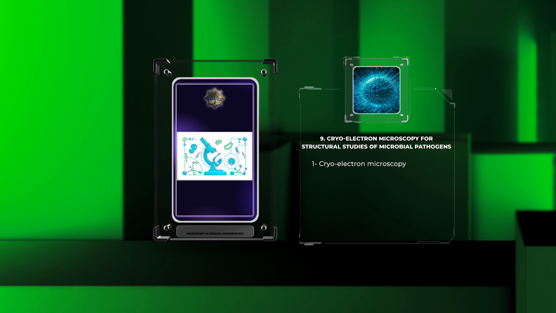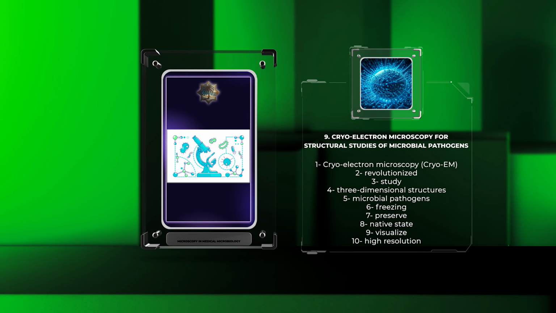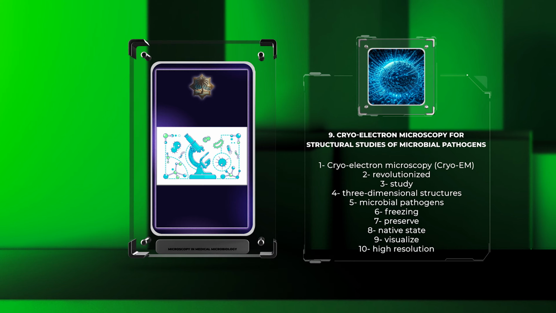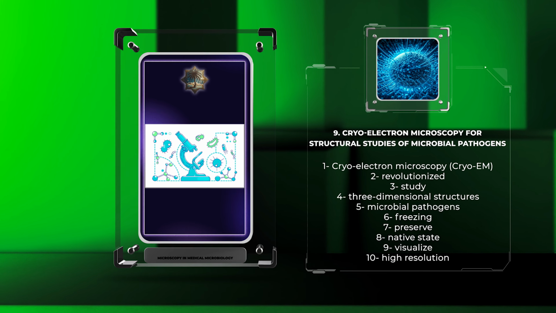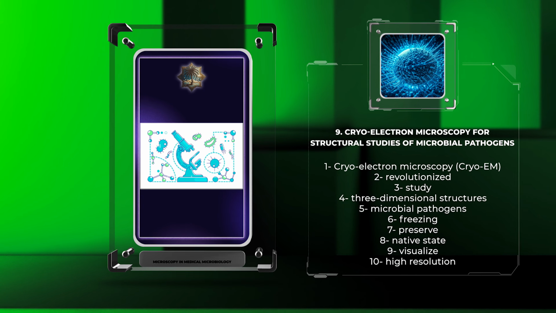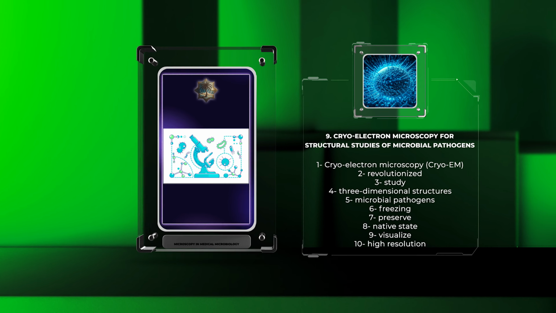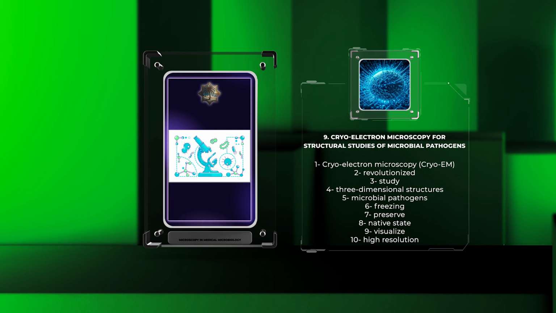Cryo-electron microscopy, cryo-EM, has revolutionized our ability to study the three-dimensional structures of microbial pathogens. By rapidly freezing the sample, we can preserve its native state and visualize its structure with high resolution. Cryo-EM has played a crucial role in understanding the architecture of viruses, bacteria, and other infectious agents.